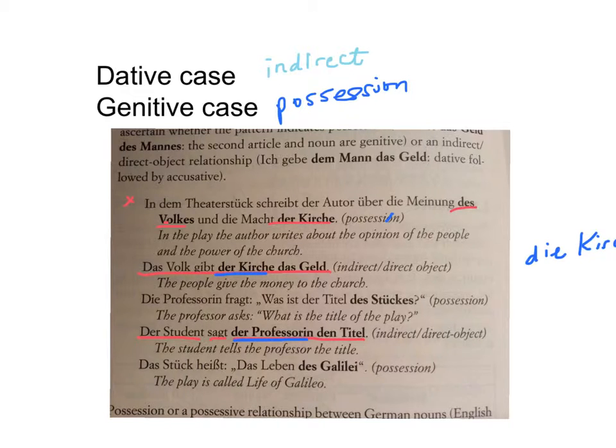It would be das Stück in this third sentence. Das Stück means the piece. And this is a theater piece or a play. So in der Professorin fragt, was ist der Titel, nominative, des Stückes, genitive, we note there the possessive. Likewise, the title down here, das Stück heißt Das Leben des Galilei, the life of Galileo, and therefore those examples will hopefully build on what we talked about in class.